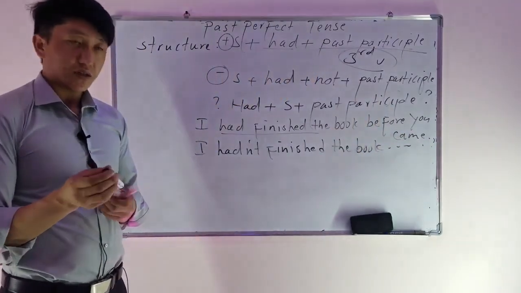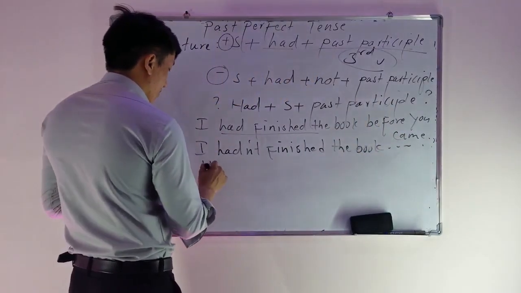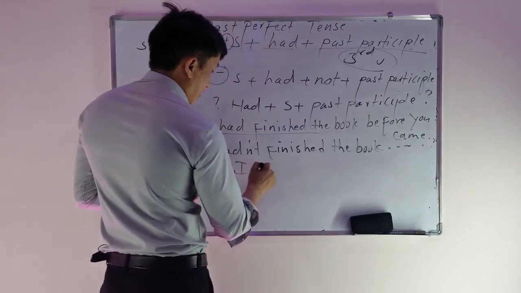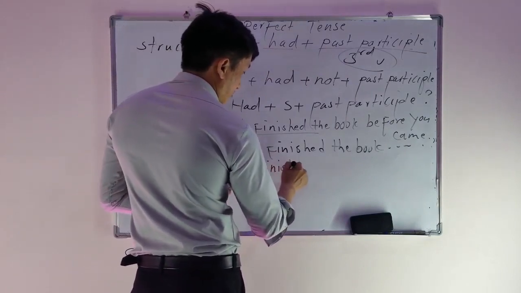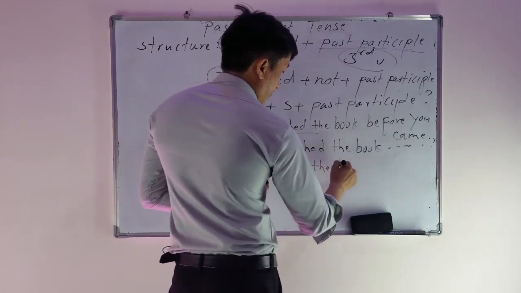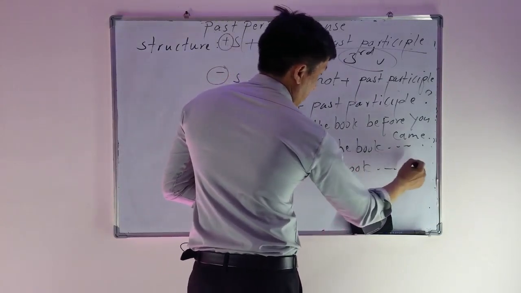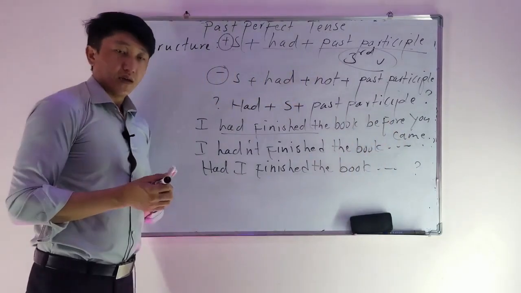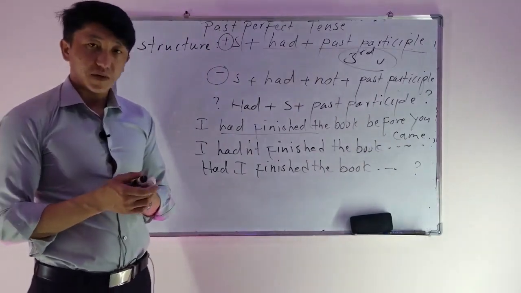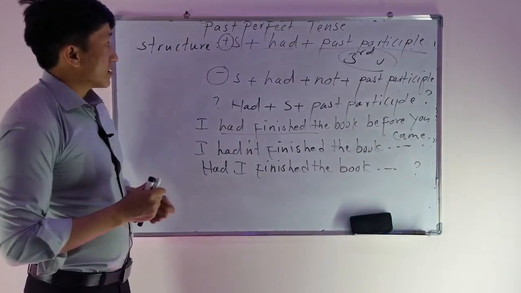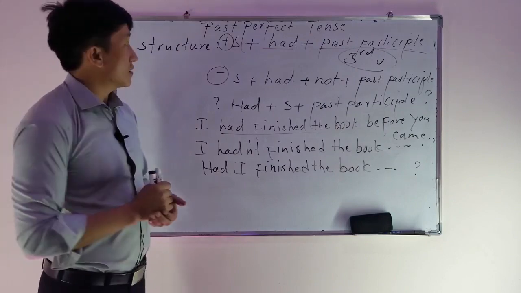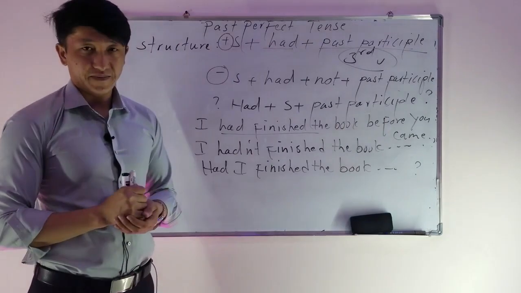If I want to change it to the question form, I have to use had at the beginning. For example, had I finished the book? And you can write the rest of them. So this is the structure of past perfect: we use subject plus had plus past participle.